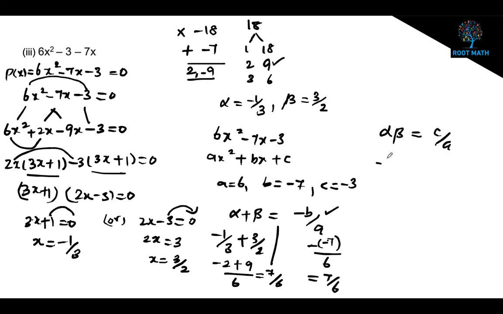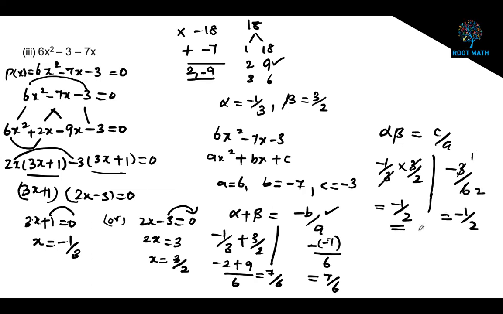Next we are going to check alpha beta is equal to c by a. What is alpha beta? Negative 1 by 3 multiplied by 3 by 2. So in negative 1 by 3, this 3 will get cancelled and then negative 1 by 2 is the answer for alpha beta. C by a value is minus 3 and a value is 6. 1 3 is 3, 2 3s are 6. So negative 1 by 2. Alpha beta equal to c by a is also verified.